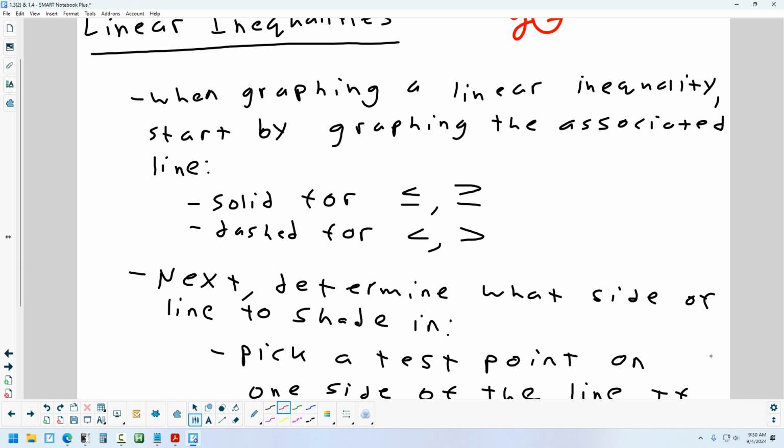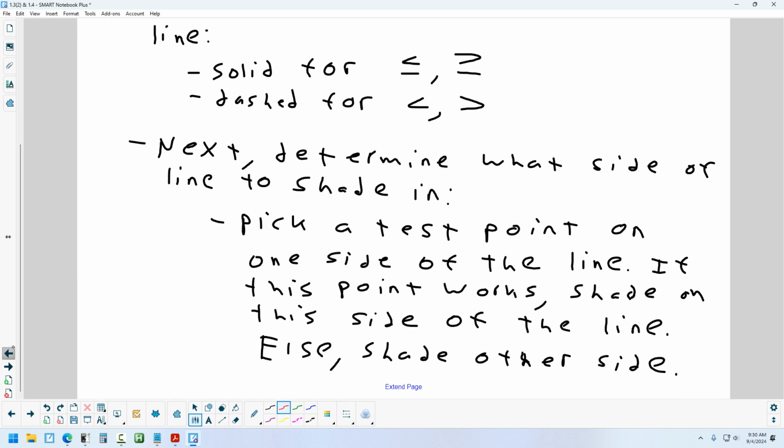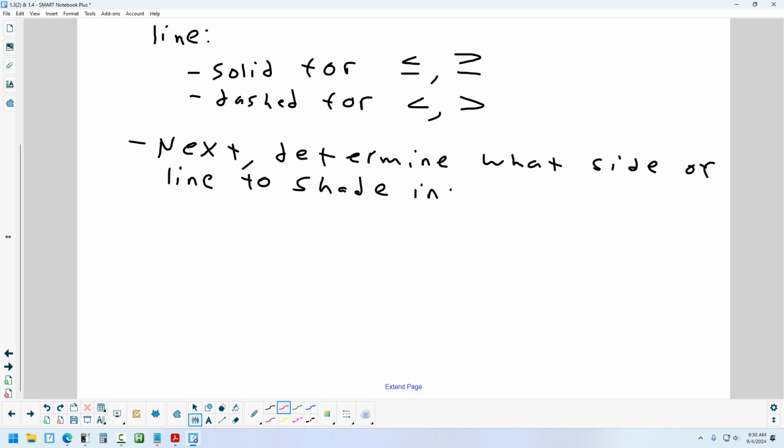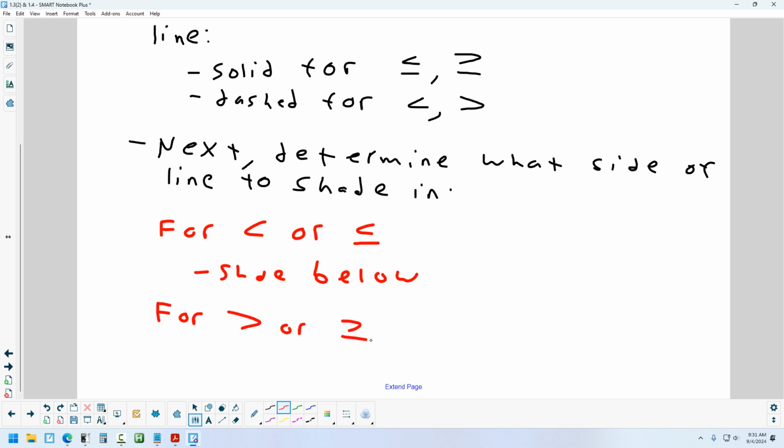Okay, so the way you can figure out where to shade, I can simplify that a little bit. If you have a less than or less than or equal to, shade below. For greater than or equal to, shade above. Now, there's only one kind of line you could draw where shading above and shading below doesn't make sense.